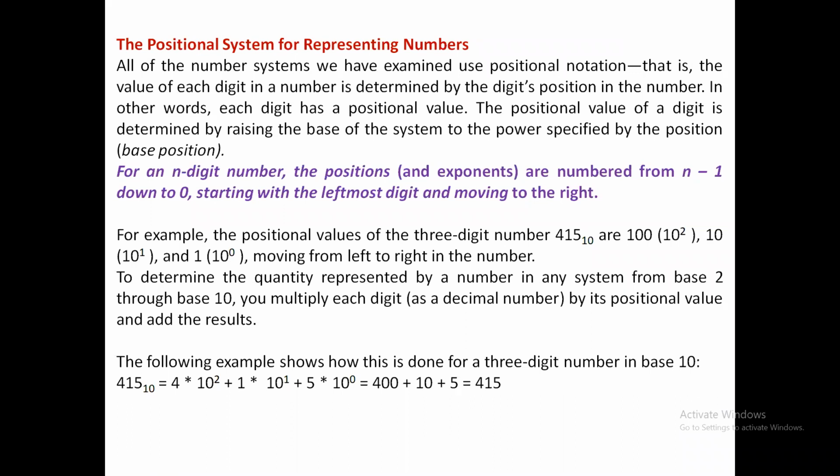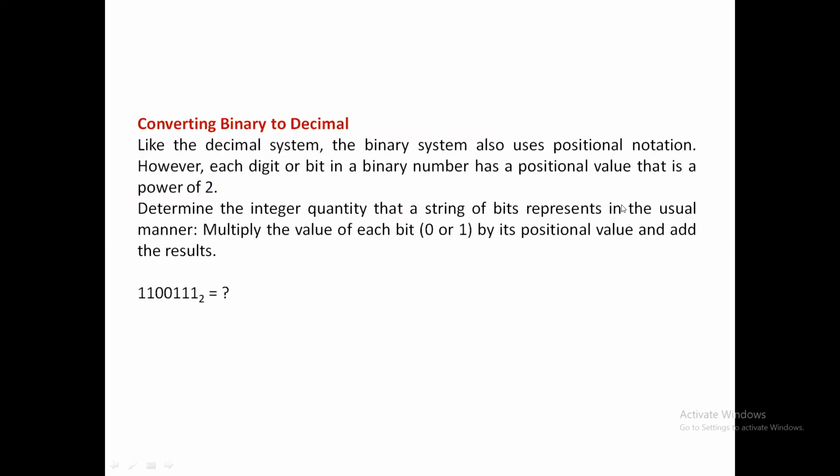But before that, please remember this, read this particular sentence. For an n digit number, the positions are numbered from n minus 1 down towards 0, starting with the leftmost digit and moving towards the right. So that is what we did. Because there are 3 digits, we started with 10 square and moved towards 10 power 0, multiplying each of these exponents with the corresponding digit at that position. Read this out 2-3 times so that you will understand how it is calculated.